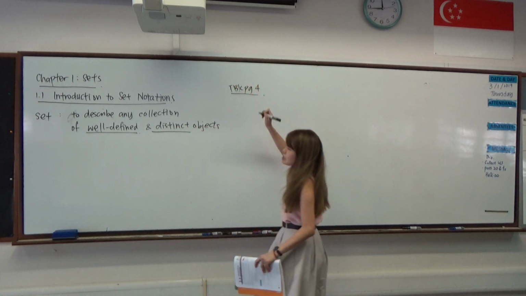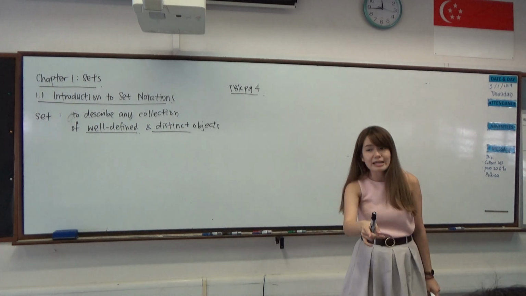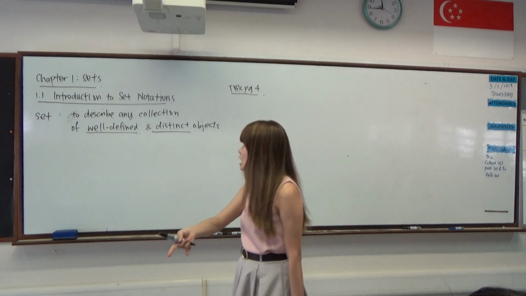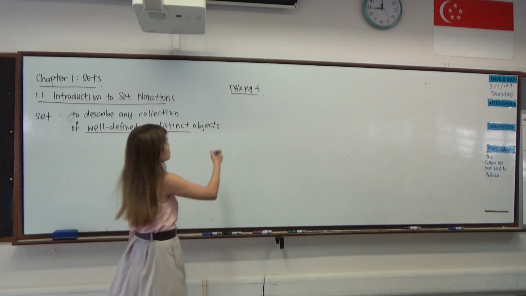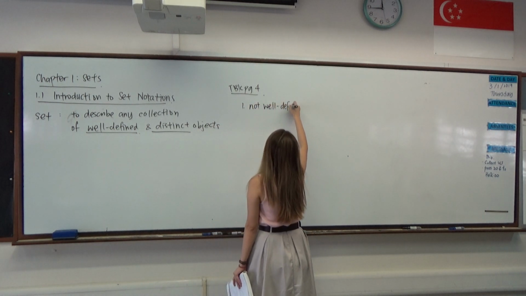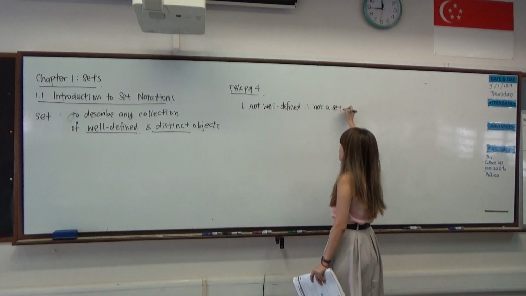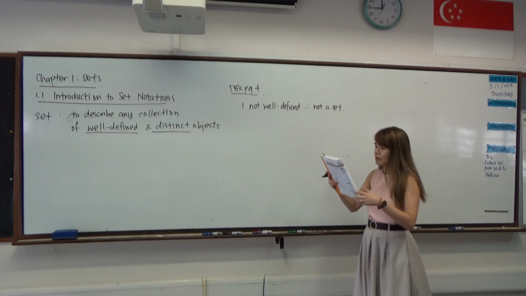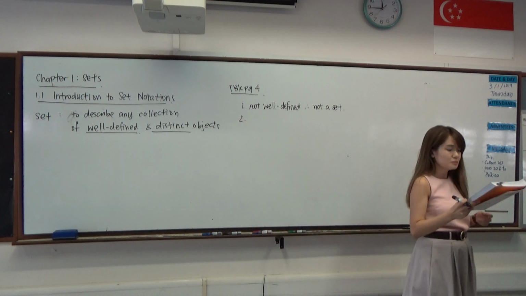The answer is that H is not a set, because what Teresa determines as handsome boys might not be the same as how Annie determines it. So it is actually not well defined, therefore not a set, since it is subjective.